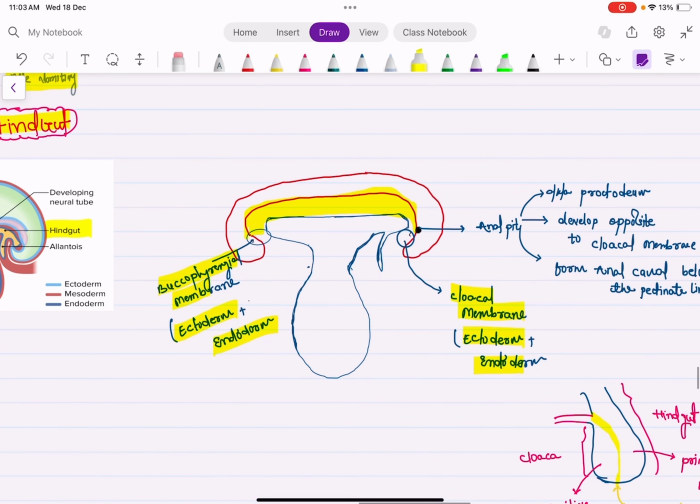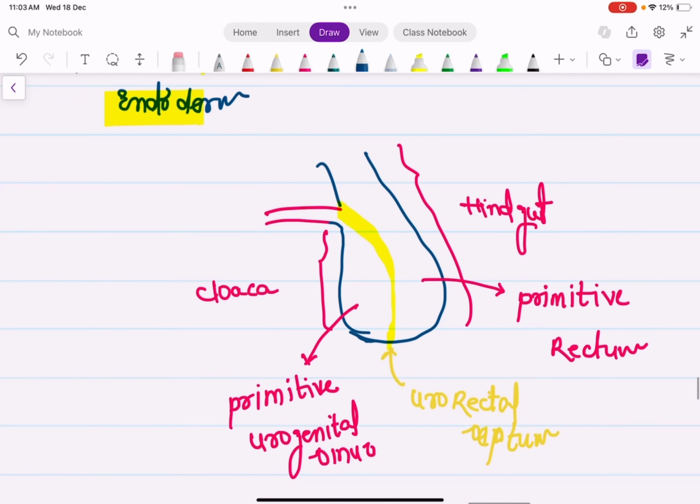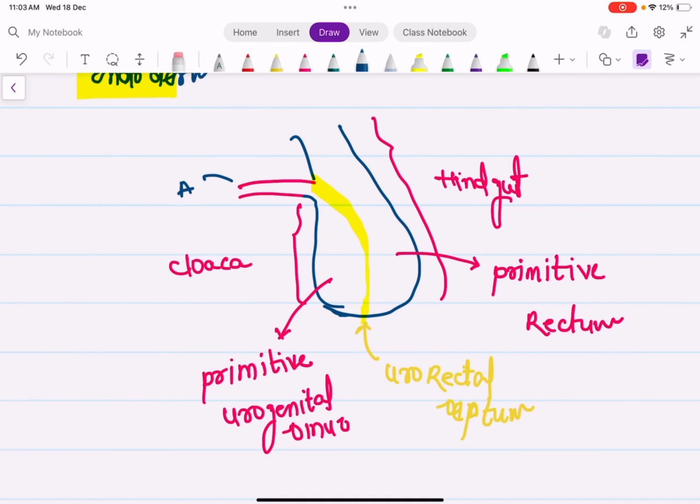Now this is the allantois. Distal to the allantois, the cloaca is present. This is the cloaca. Now we will take a section from this diagram to understand the hindgut. I'll take this section. Now it looks like this. This is the allantois, this is the total hindgut and this is the cloaca.